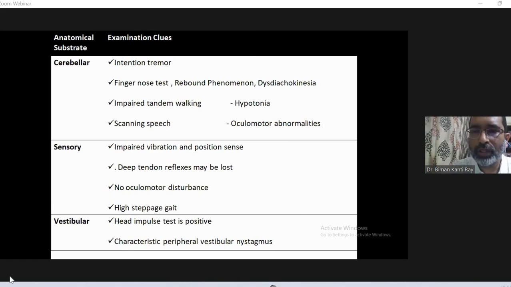By that way, you remember how to differentiate between peripheral vestibulopathy nystagmus and cerebellar nystagmus. Cerebellar nystagmus is always a bidirectional nystagmus, whereas peripheral vestibulopathy is unidirectional nystagmus, and the first component is on the side away from the lesion.